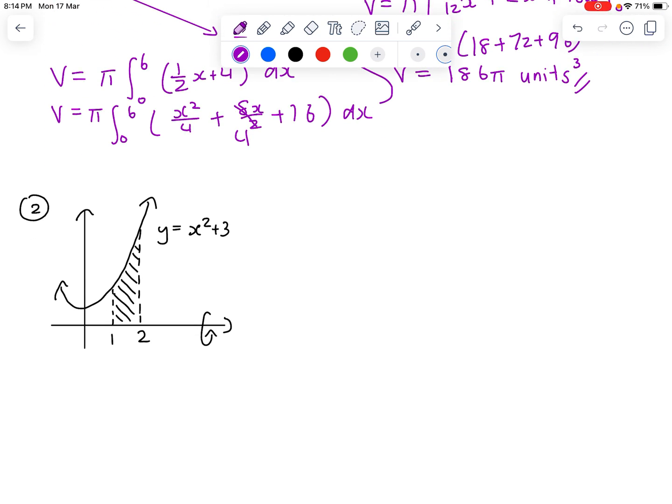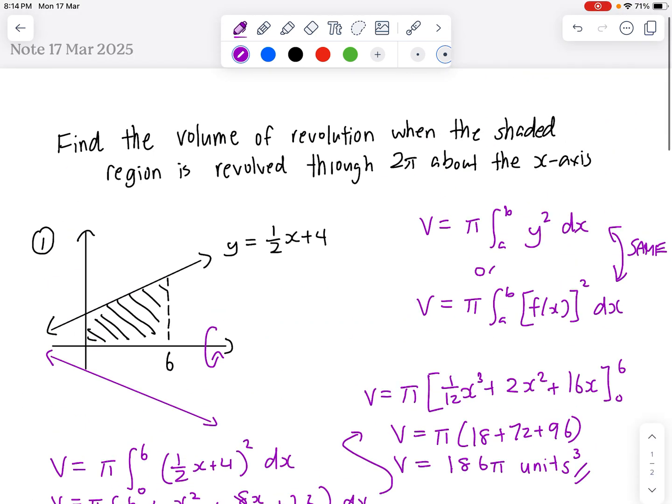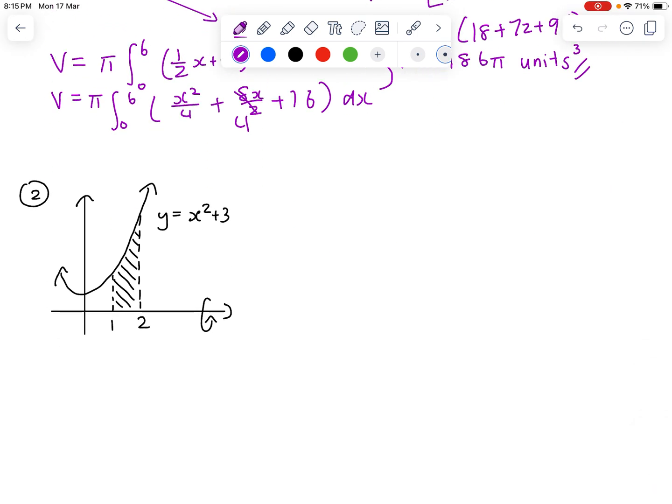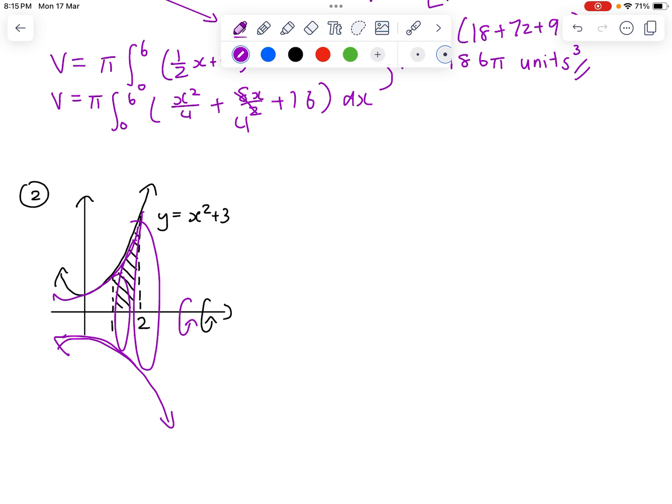Let's try another one now. This time, instead of a linear function, we have a quadratic function, y equals x squared plus 3. Again, we're trying to find the volume of revolution when the shaded region is revolved through 2 pi about the x-axis. So what it will look like is like this, and it will have a shape in there. Again, it looks like a cone, I'd say, a very curved cone.